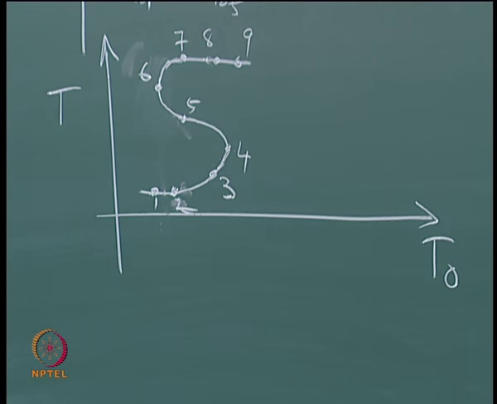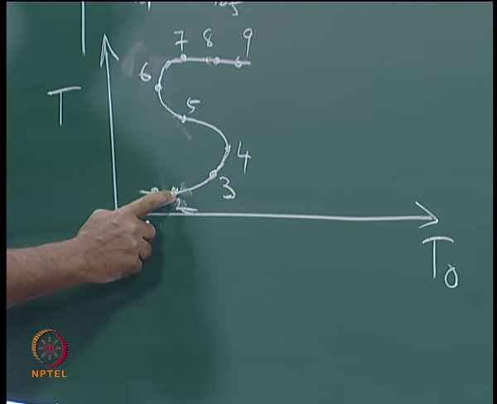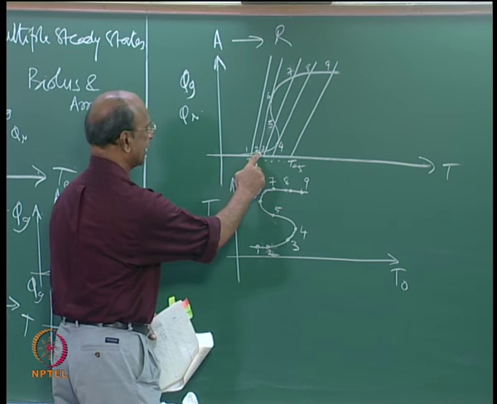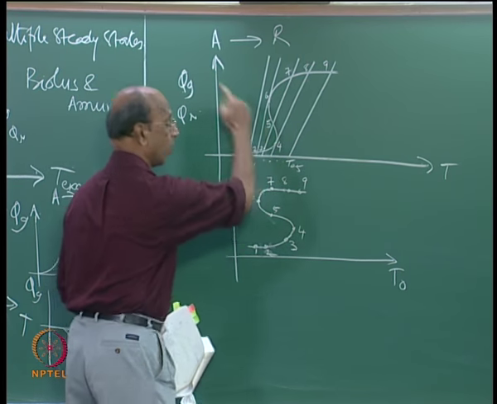So, what will happen is, you know, it is a kind of hysteresis when you are moving from 1 to 2, right. So, 1 to 2, 1 is here and then suddenly it may go to 6 without traveling all that distance.